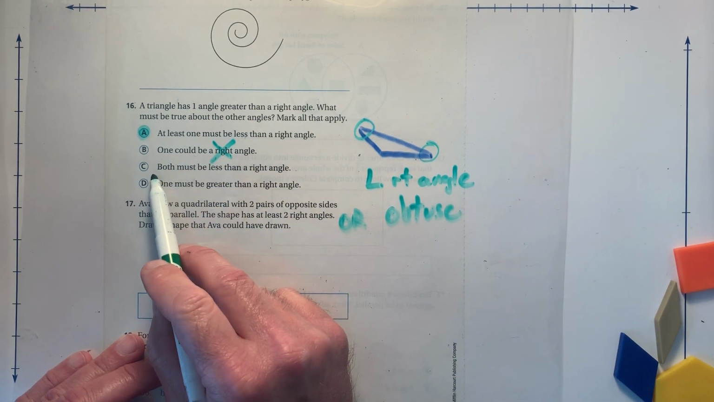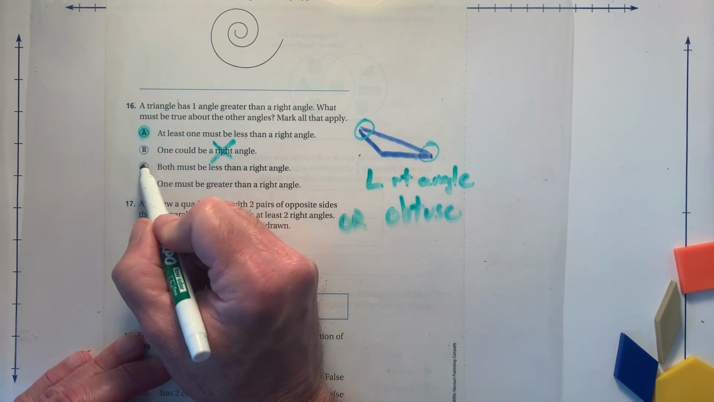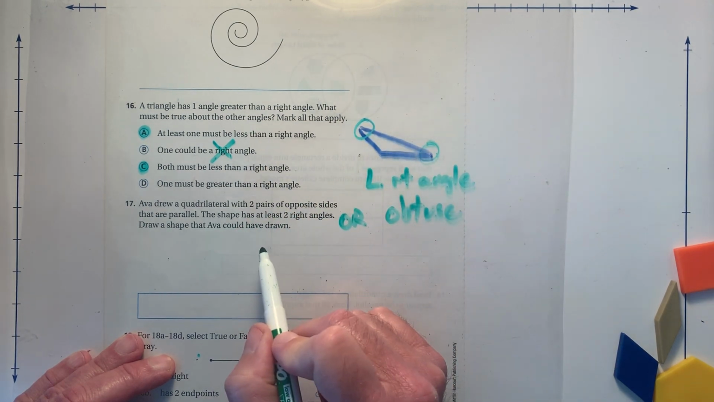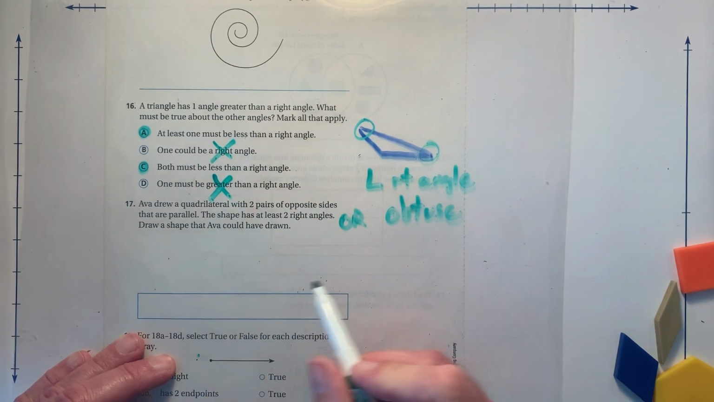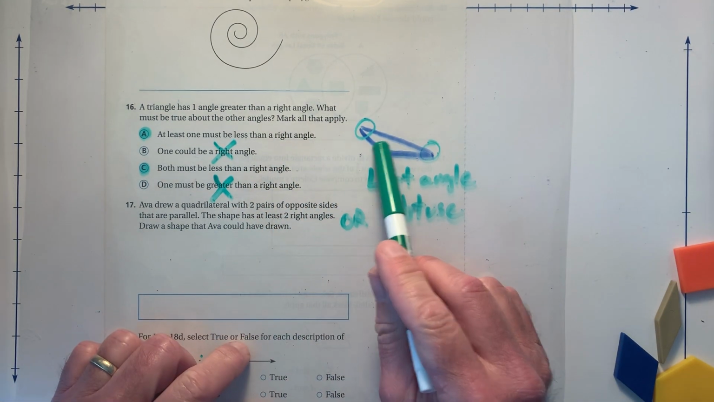Okay, so let's just look here. Both must be less than a right angle. Yes, both must be less than the other angles. Both must be less than a right angle. And one must be greater than a right angle. No, that cannot be, because, again, we cannot have two obtuse angles in a triangle.